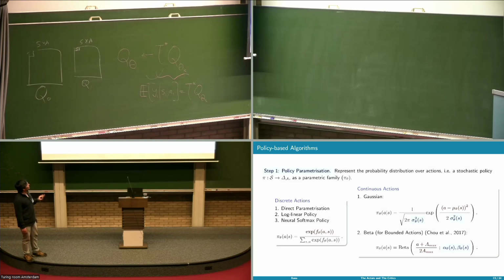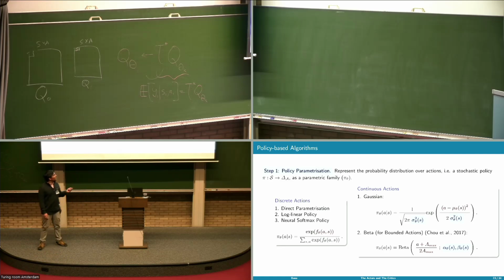One is the Gaussian one, another one is the beta one, if you specifically have bounded actions, because Gaussian has an infinite support. Here you have two things that you want to estimate, the mean of the Gaussian and the variance of the Gaussian. And you can put one or two neural networks or linear layers just to estimate these things from data.